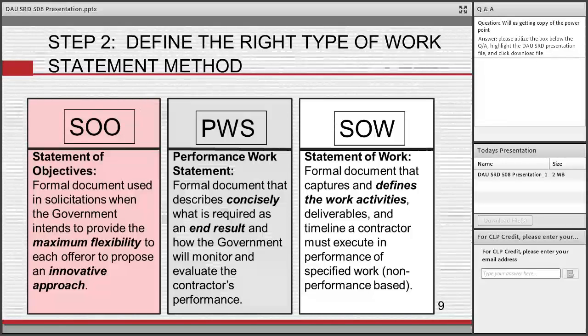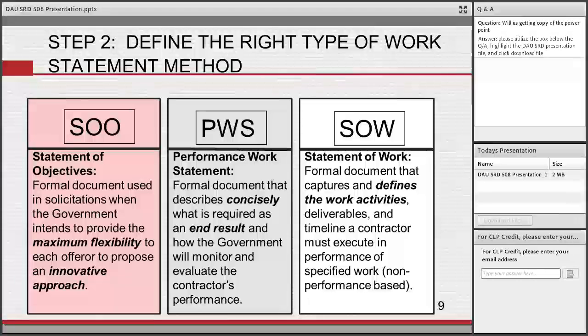Then we have the third method, which is the performance work statement. And a performance work statement is closer to a SOW, but has a little bit of the SOO capability in it. In a performance work statement, we are going to define the end result. Where a SOO might say, we are going to paint a room. The PWS would say, we are going to paint a 2,000 square foot room royal blue.